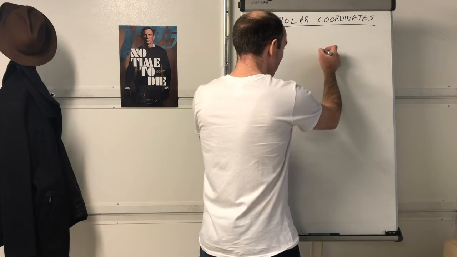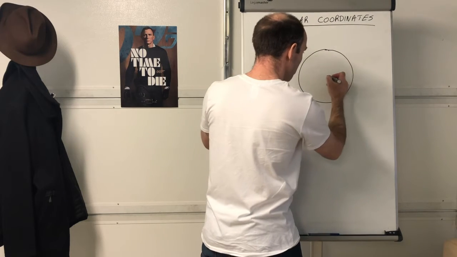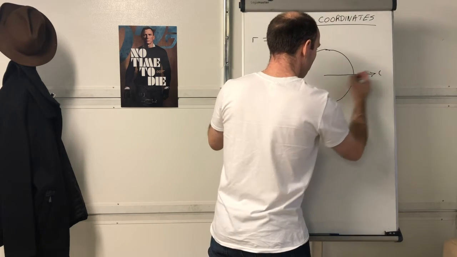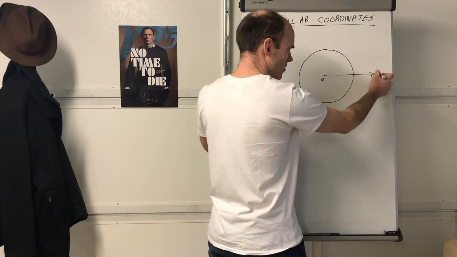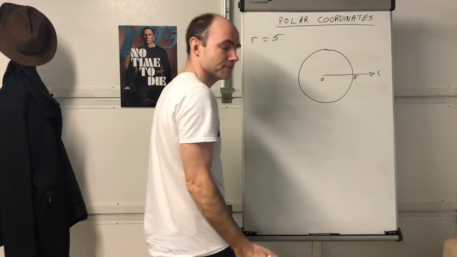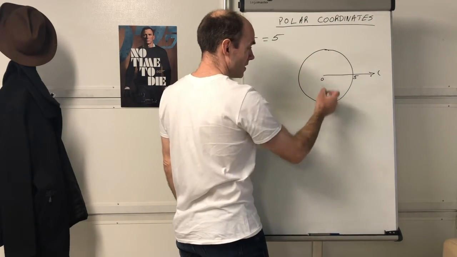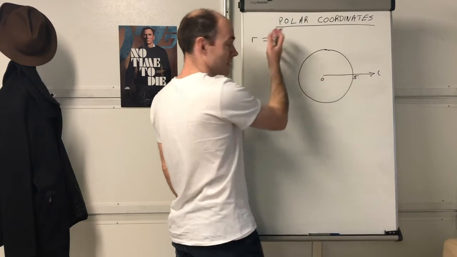It's kind of giving it away for you, really, isn't it? You get a circle. Let's try and draw a reasonably good circle. There we go. Remember, pole, initial line. You've got a circle of radius 5. And that's it, because you can see at any point on this curve, r is always 5 and it's independent of the angle.